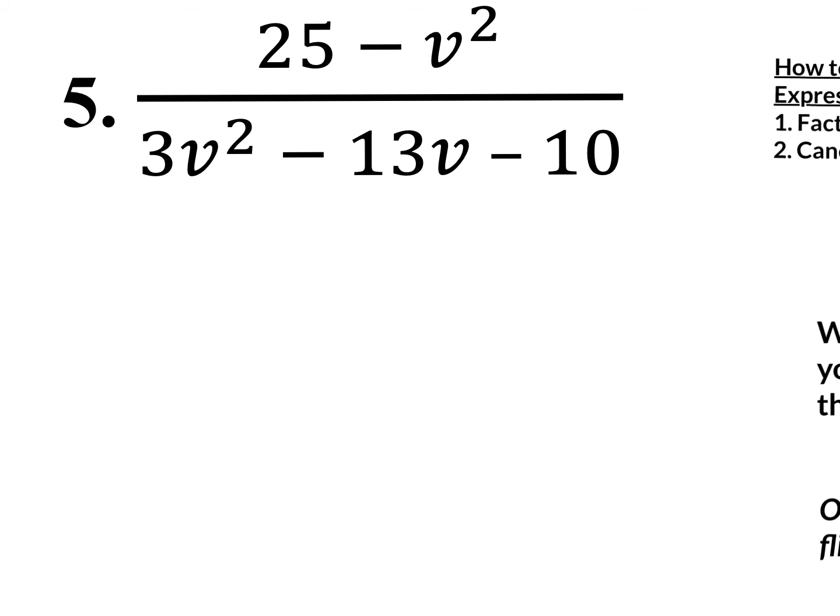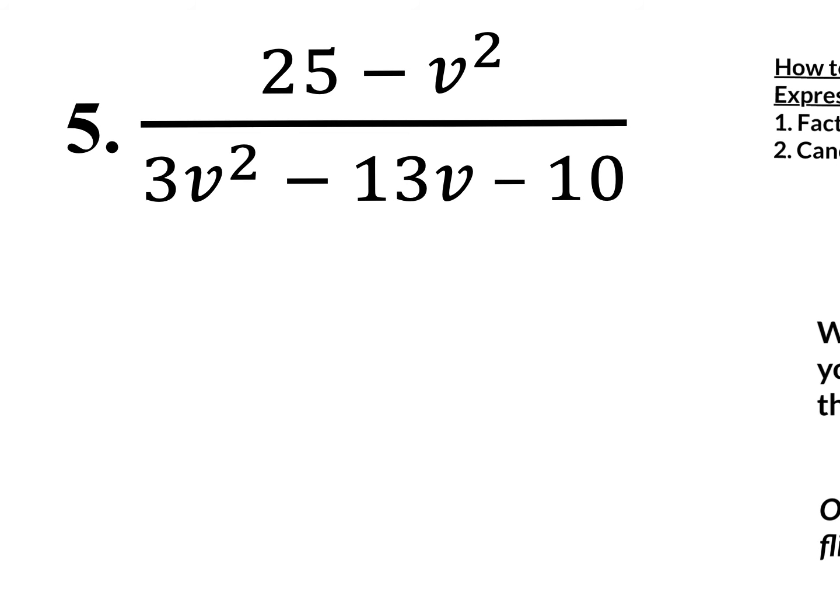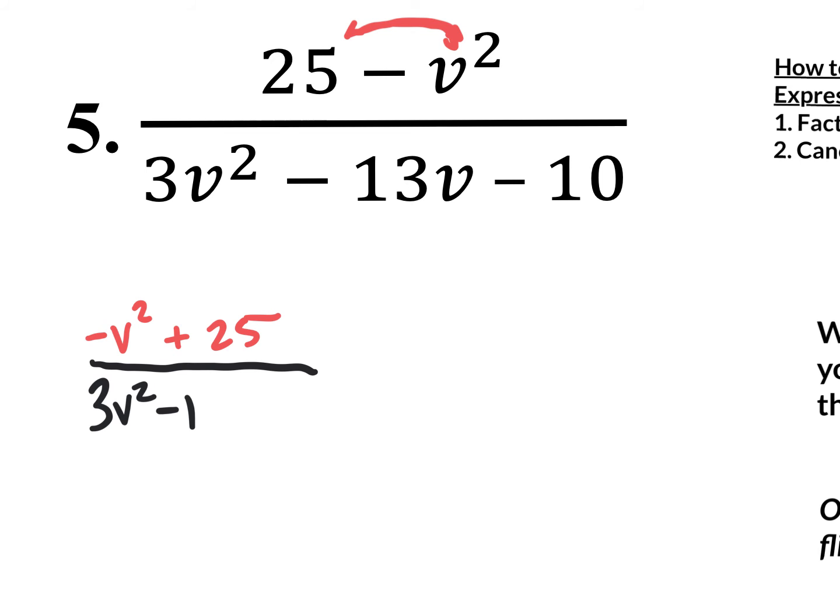So what should we do? We should flip it to the way we're used to seeing it. The only thing is, when you flip it, when you take the v squared and flip it over here and take the 25 and flip it over there, the negative sign belongs to the v squared. Okay, so check this out. I have my new fraction right here. I'm going to have a negative v squared plus 25, and it's going to be over 3v squared minus 13v minus 10.